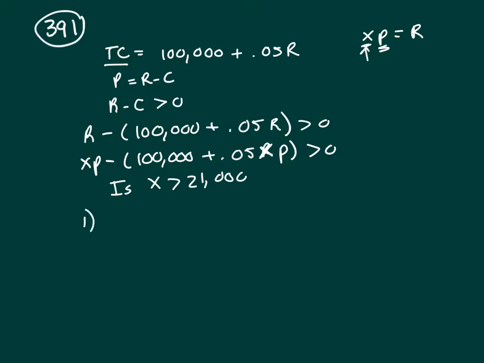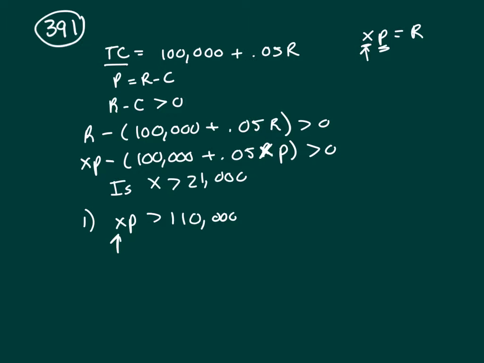Let's look at clue 1. Clue 1 says the company's total revenue from the sale of the product last year was greater than 110,000. So I know that X times P, revenue, is greater than 110,000. But there are lots of combinations for X and P. I don't know if X is greater than 21,000 or not. So clue 1 doesn't work.